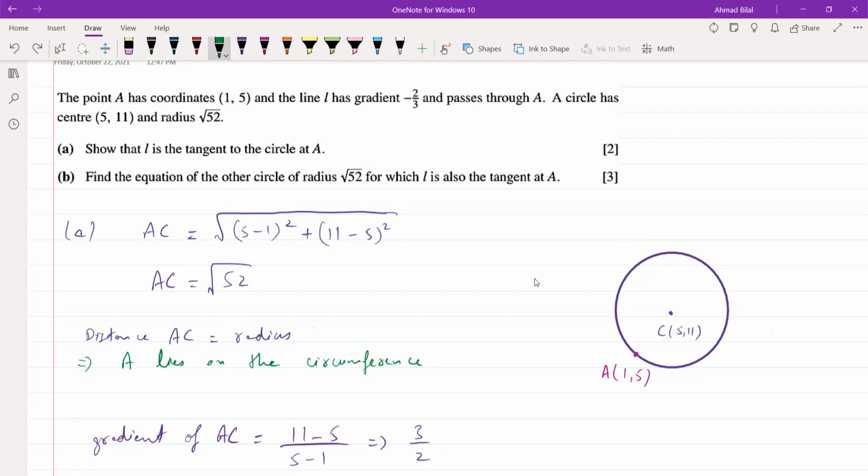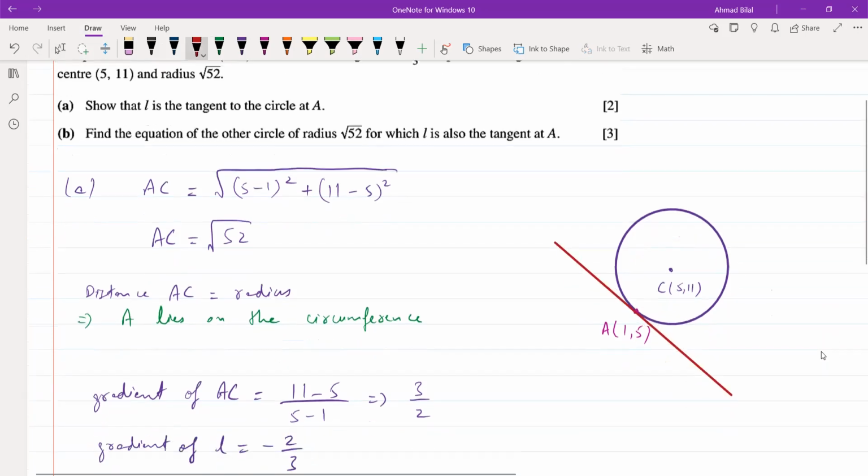Find the equation of the other circle of radius square root of 52, for which line L is also the tangent at A. Okay, so remember we did a similar question yesterday. I think it said something about line of reflection. It's the same idea here. If we draw a tangent here at the point A, that's going to look like this. This is the tangent at the point A.